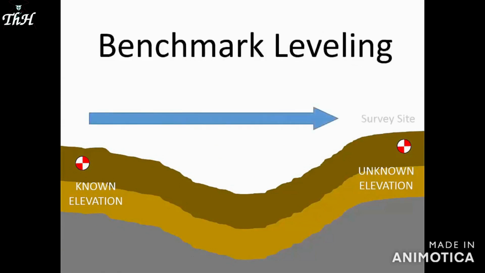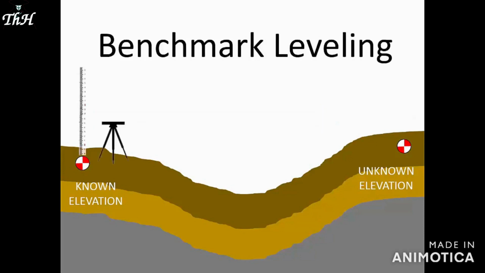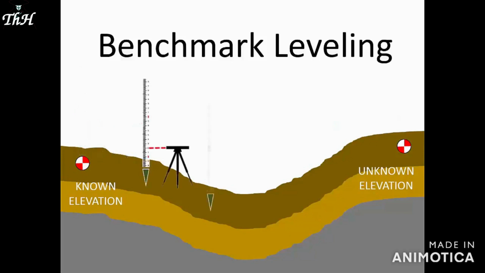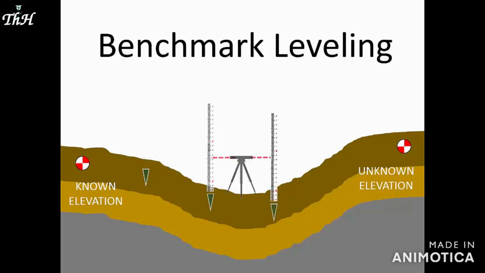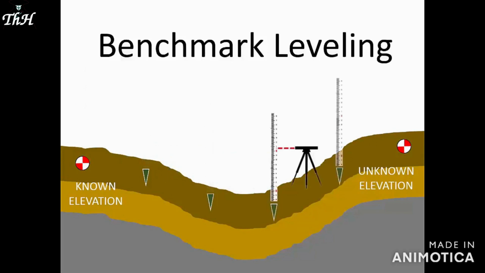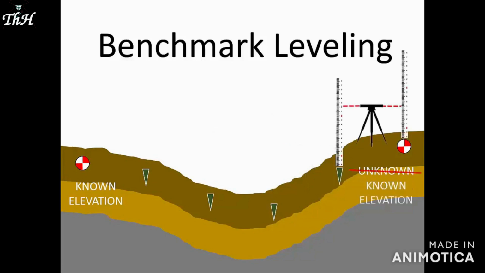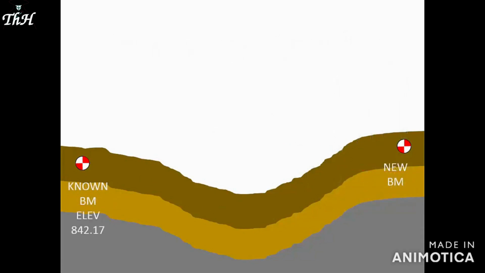Here, our survey site is 1/2 mile from the nearest benchmark across a shallow valley. We need to determine the elevation of a newly constructed benchmark on the site. Because of the terrain and the distance involved, we'll have to set up the instrument multiple times to measure a series of elevation differences. First, we'll set up our instrument where we can see the rod sitting atop the known benchmark.